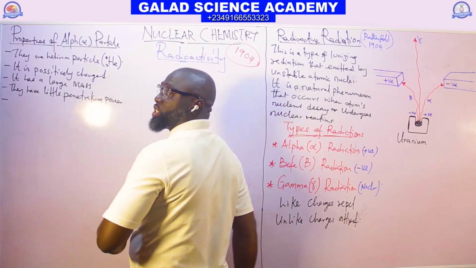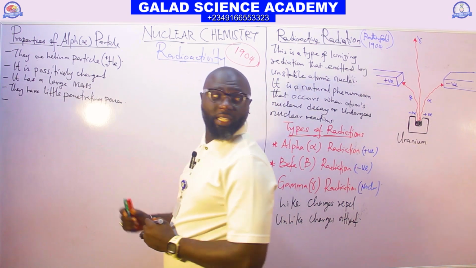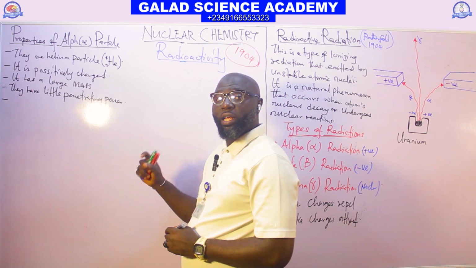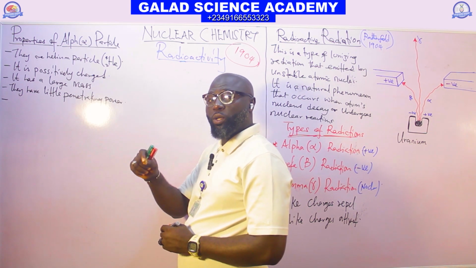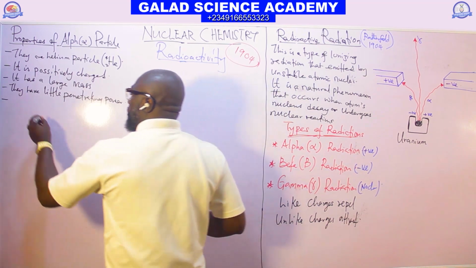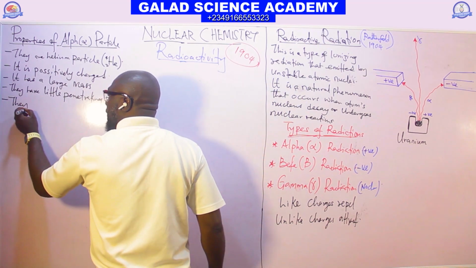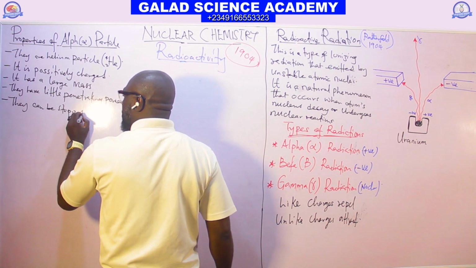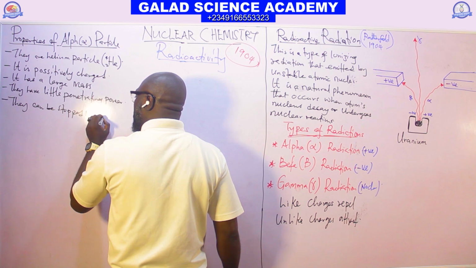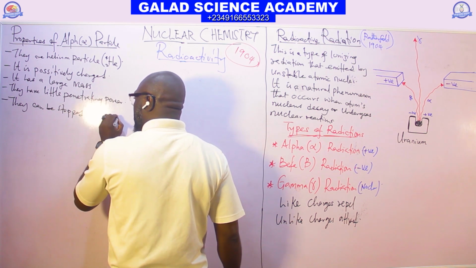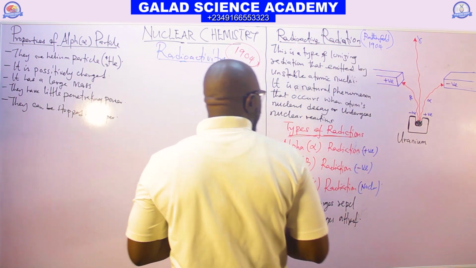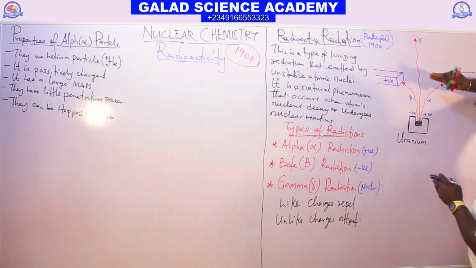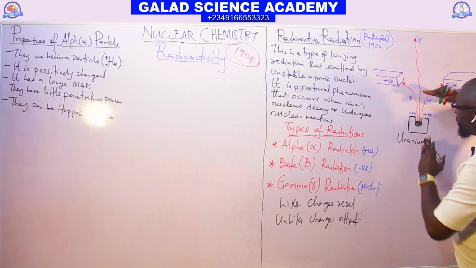In terms of penetrating power, this alpha particle has little penetrating power. That's why it can be stopped by paper. This alpha radiation can be stopped by paper.